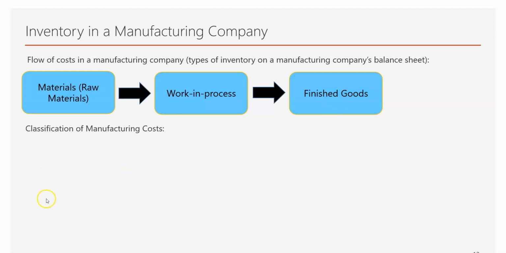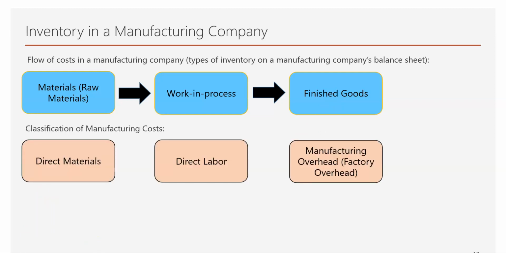Now, we want to look at classification of manufacturing costs. Again, we already talked about these before: direct materials, direct labor, and manufacturing overhead. But now you see these as classification of costs. So we have those three classification of costs. Remember, direct materials, the cost of materials that are easily and economically feasible to trace to a particular cost object or a particular unit of whatever we're making.